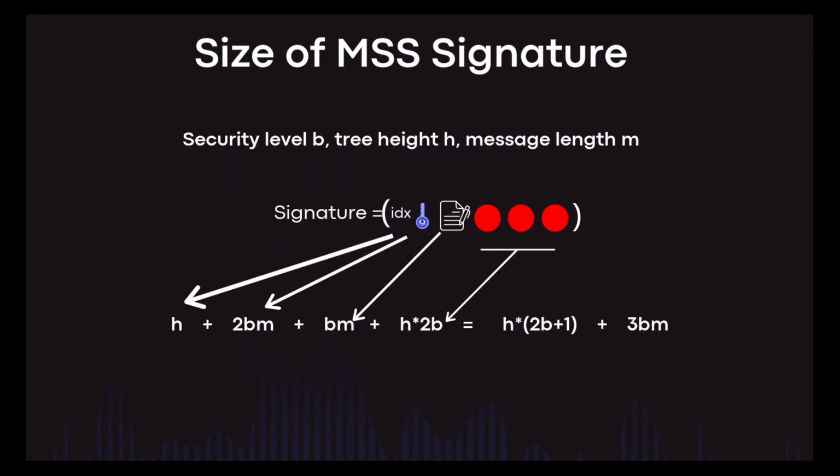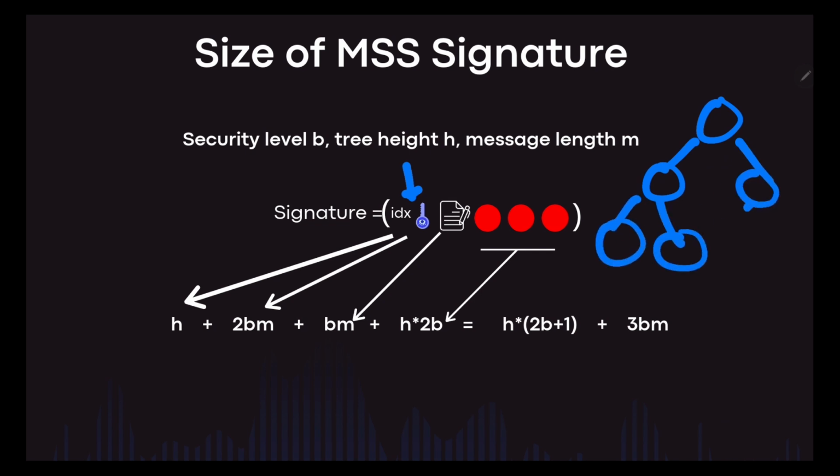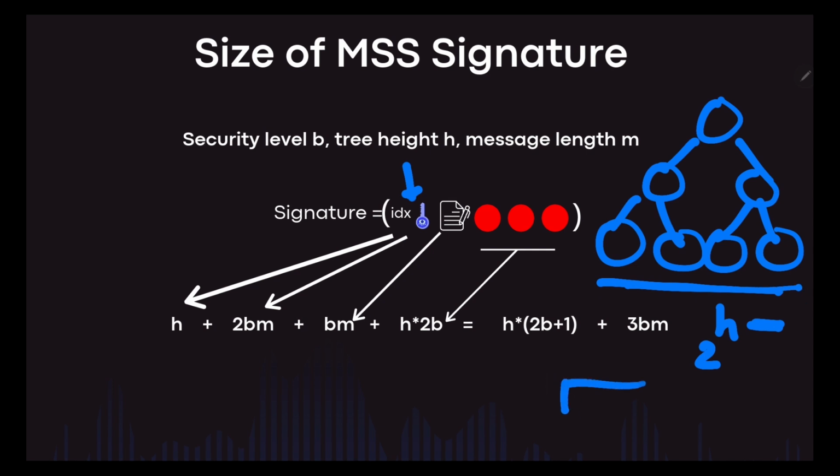Now we will see the size of the MSS signature scheme. The signature that we have to consider contains the index in its argument. If we consider this tree as an example, which has 4 leaf nodes, and if the number of leaf nodes is equal to 2 raised to h, then to represent these 2 raised to h nodes, we need an identification which has a minimum of h bits. So identification of this index will require h bits.